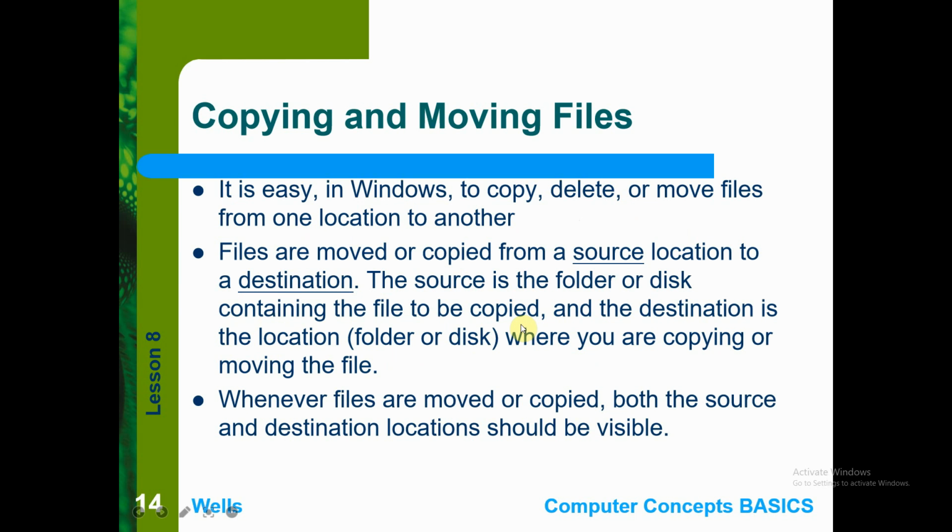Now, for moving files in Windows, you basically copy, delete, and move files from one location to another. You move from a source location to a destination location. The source folder is the disk or folder containing the file to be copied, and the destination is the location or folder of the disk where you are copying or moving the file or group of files. Whenever files are moved or copied, both the source and destination locations should be visible.